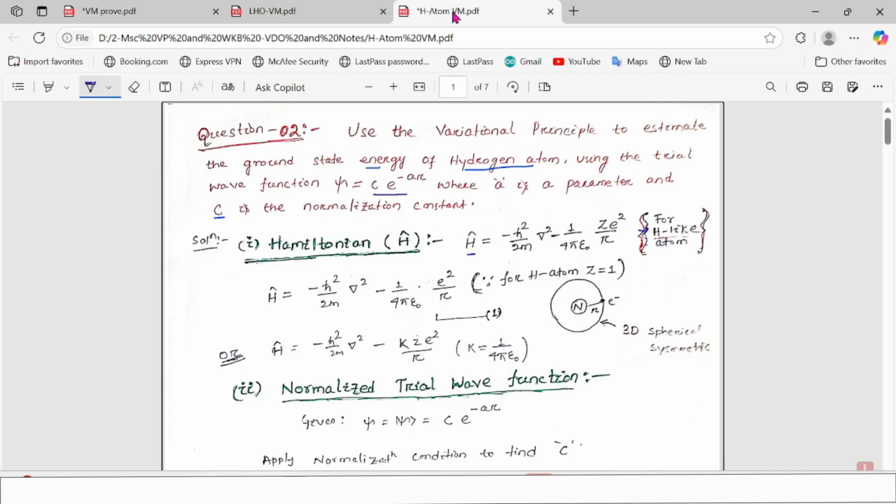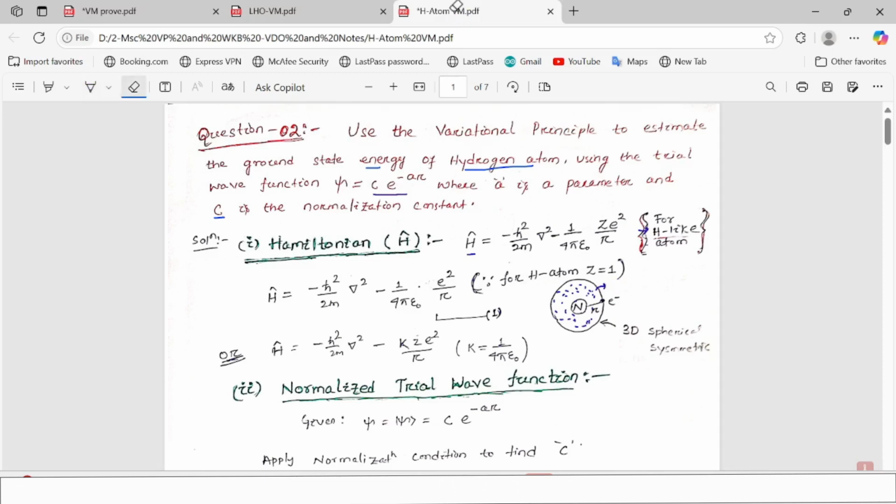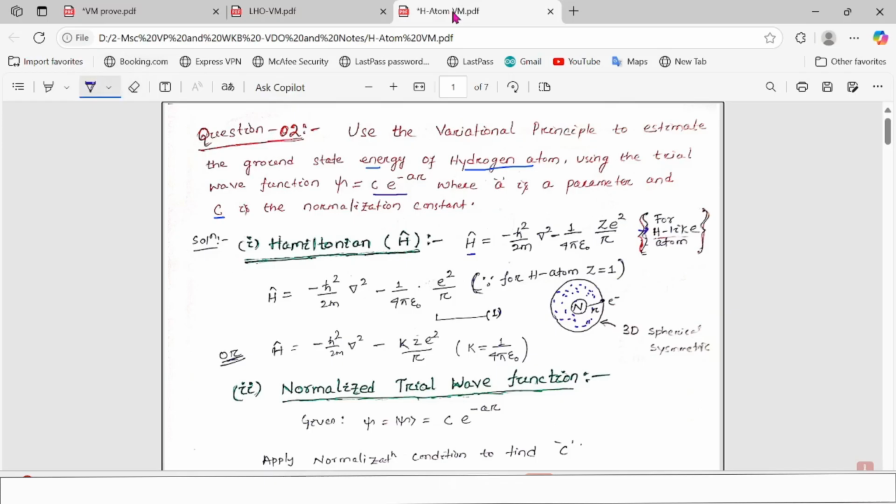This is the nucleus. Okay, one electron somewhere in the 1s orbital. Ground state means spherical symmetrical. So we have to consider a spherical symmetric construction of a hydrogen atom. That is a 3D spherical symmetric shape that we have to imagine in our mind. Now the Hamiltonian for the hydrogen atom will be minus h cross square by 2m del square minus 1 by 4 pi epsilon 0, here z value is 1, so e square by r.